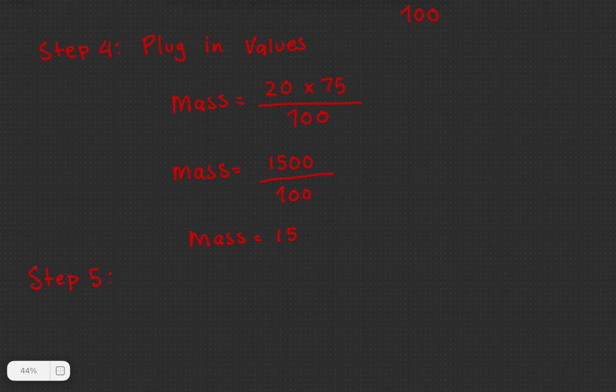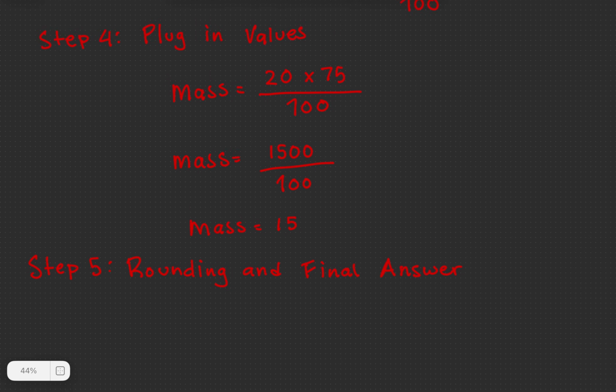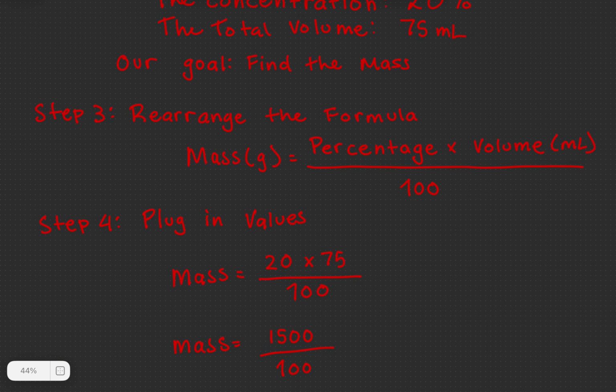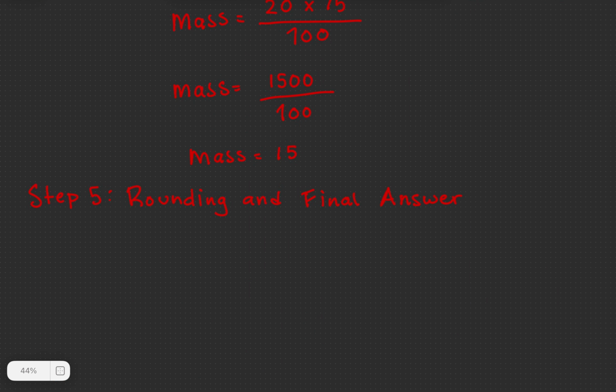But we still have one more step, step 5, which is going to be to round to the final answer. And so our original problem says round to 1 decimal place. So we've got 15 grams. So we're going to say our final answer is going to be 15.0 grams.